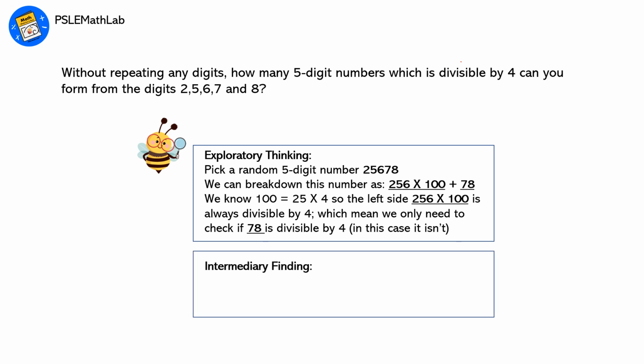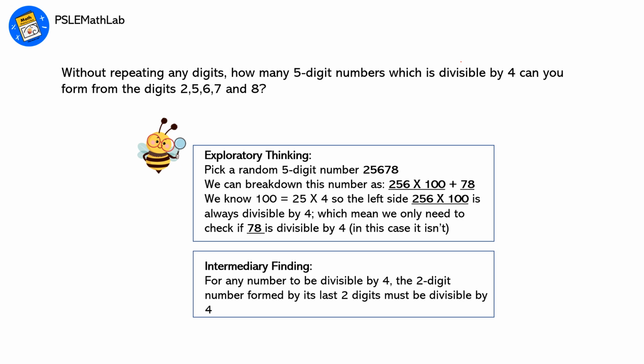So what does this mean for us? Well, it means that we have an intermediary finding which says if any number is to be divisible by 4, the 2-digit number formed by its last 2 digits must be divisible by 4. Awesome! Now we have the definitive answer to the key question that we posed to ourselves. We now know how to form a 5-digit number to guarantee that it will be divisible by 4. So let's start counting.